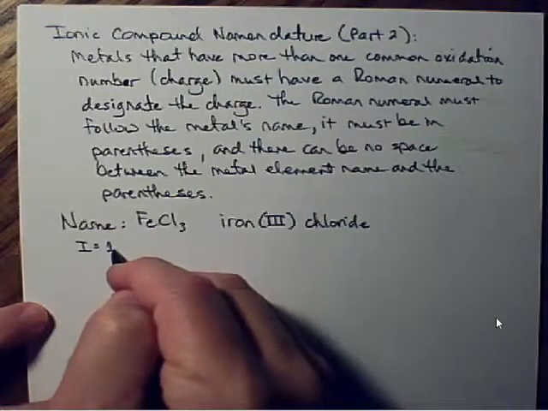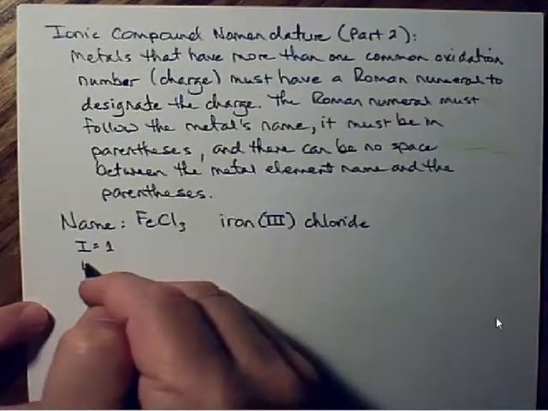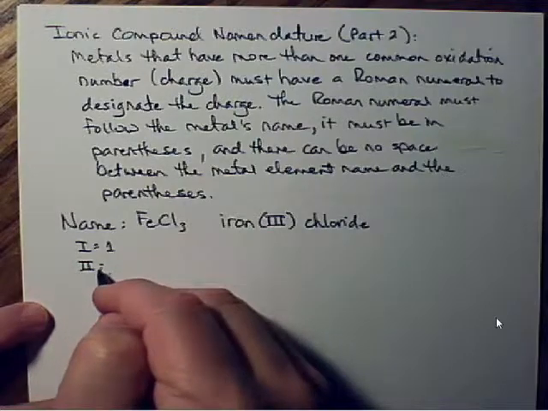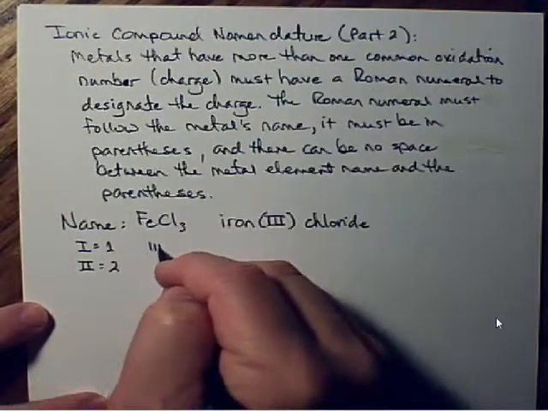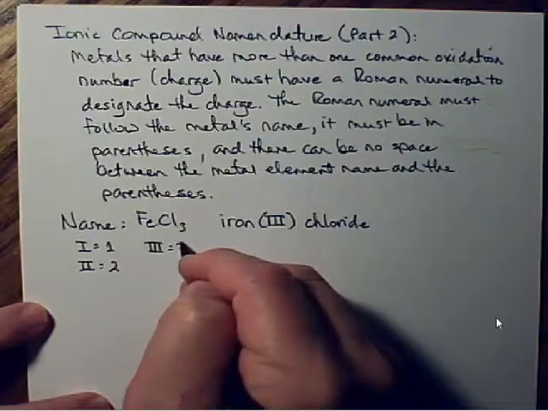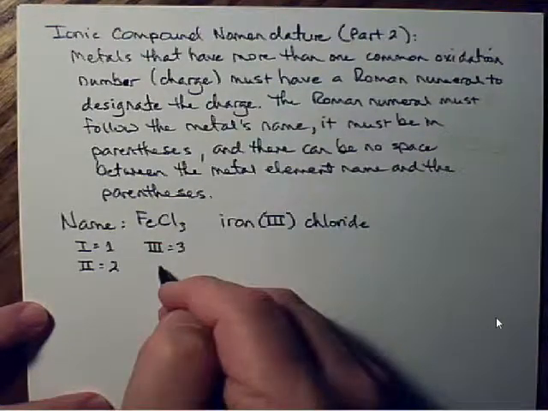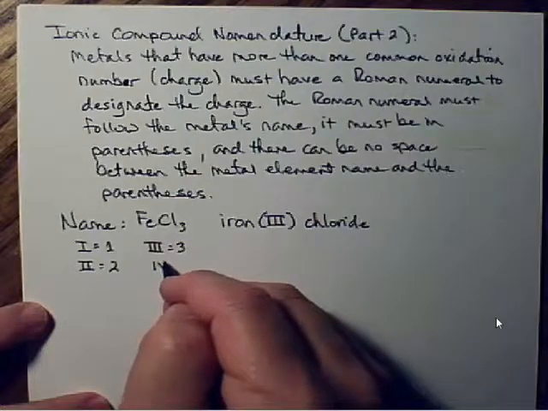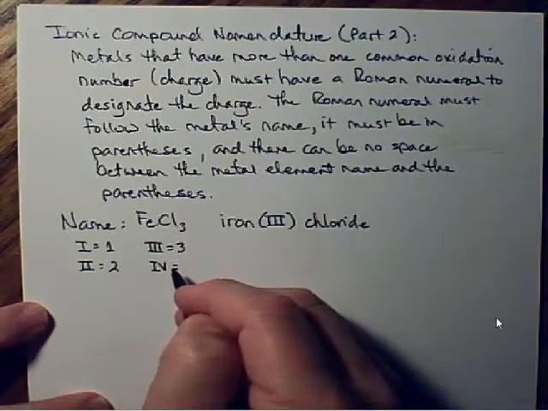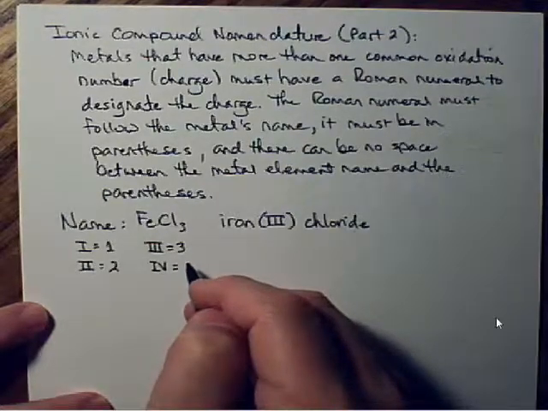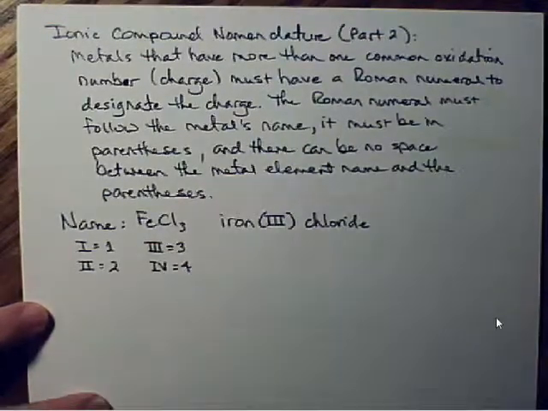So a capital I is the number 1. 2 I's, the number 2. 3 I's, the number 3. IV. If I was in a hospital, that'd be something they stick in my arm, but that's not what it is here. This is a number 4.